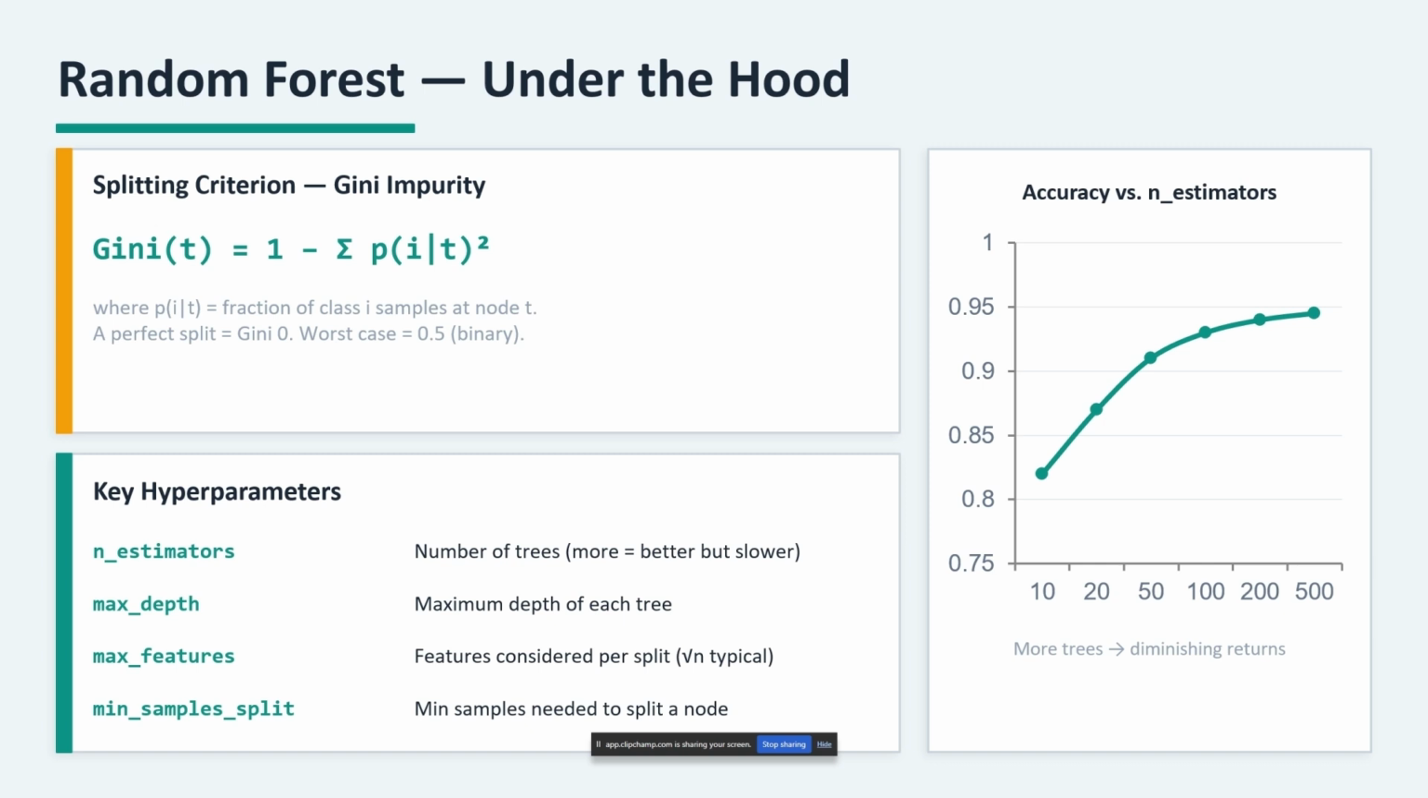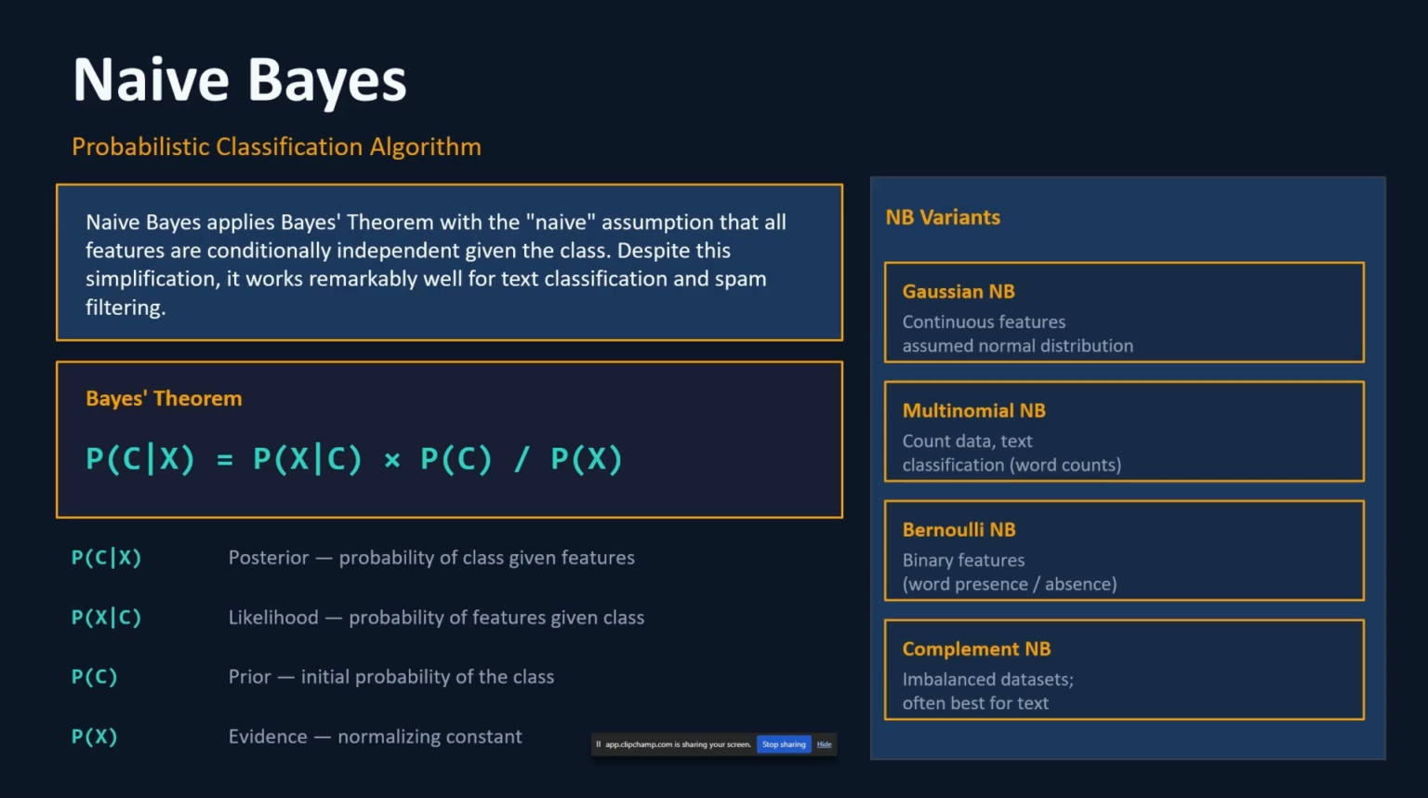Some important parameters include the number of trees, the maximum depth of each tree, and the number of max features. The more trees the better, but it gets slower since more computational power is needed. And let's move on to naive Bayes.